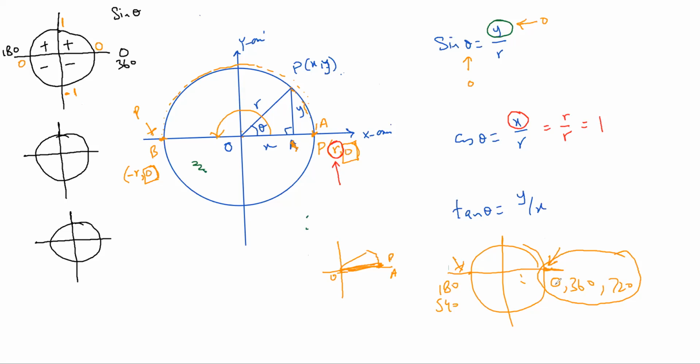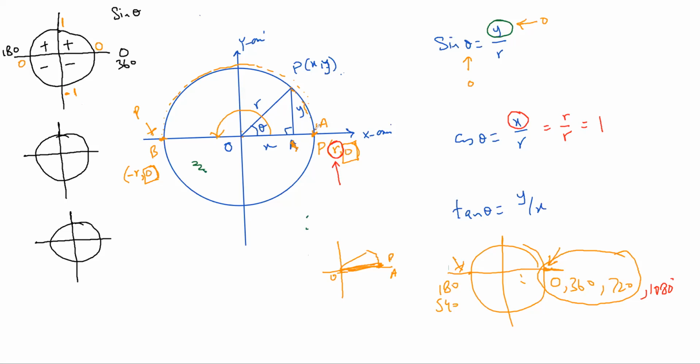Now you can check from your calculators cos 0, cos 360, cos 720, cos 1080 even. They will all give you the result 1. And you must know the reason that when you are here, your x coordinate is the same as the radius of this circle.